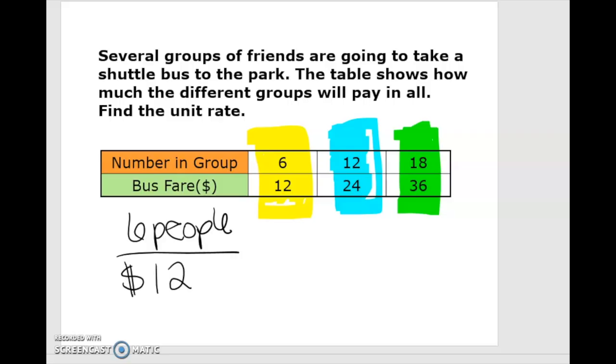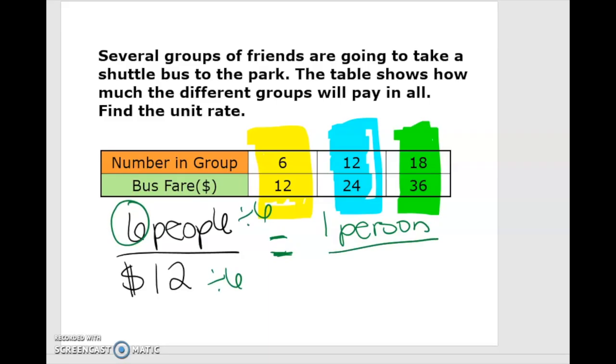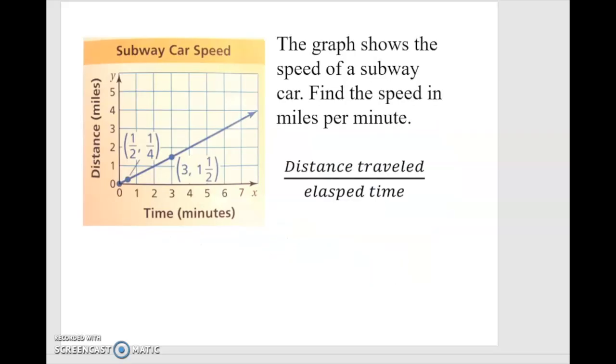Well, let's think about that. I can break dollars up into change, but I can't break people up into parts. So I want to know, what is the cost for one person to get on the bus? So this is where it was a little tricky, because this time we're dividing by the numerator. We're dividing by 6. And we can see that our price is $2 per person.